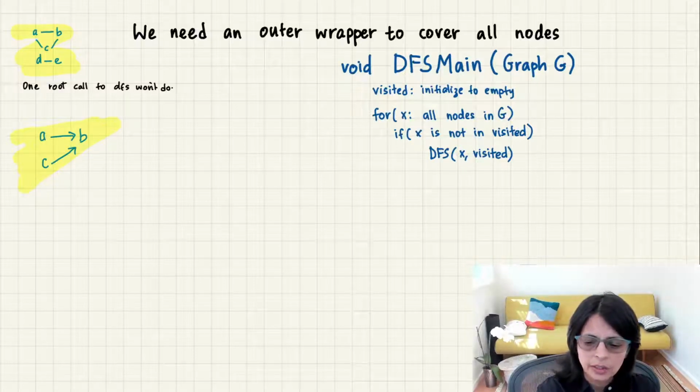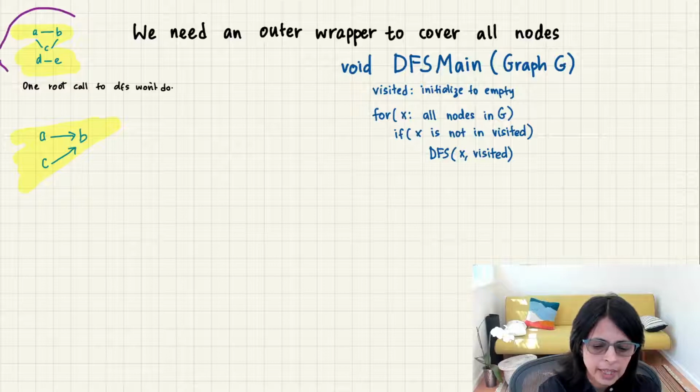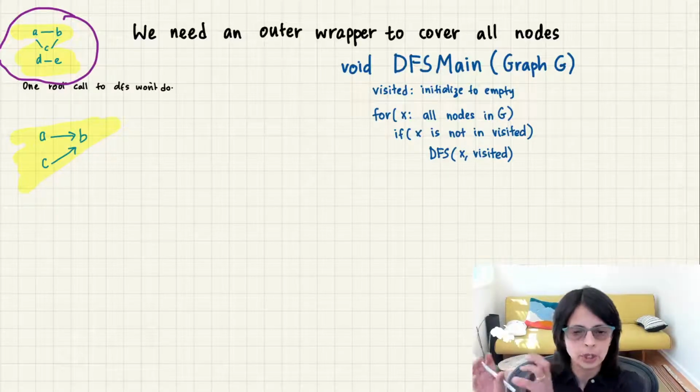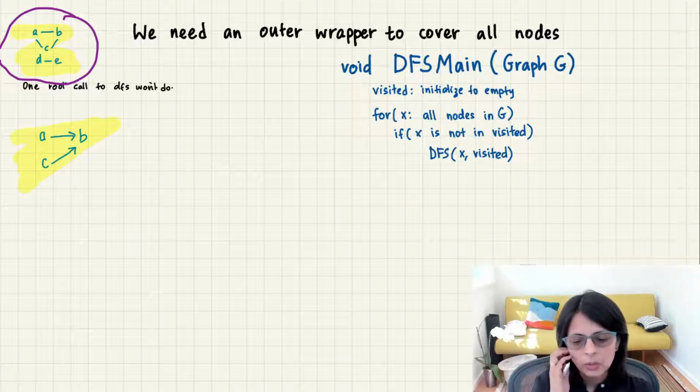So this whole thing is a graph. That's your input graph. And as you can see, it has two components. One is A, B, and C that are all connected, and then D and E are part of a separate component. So here we will need multiple starting DFS calls, right?